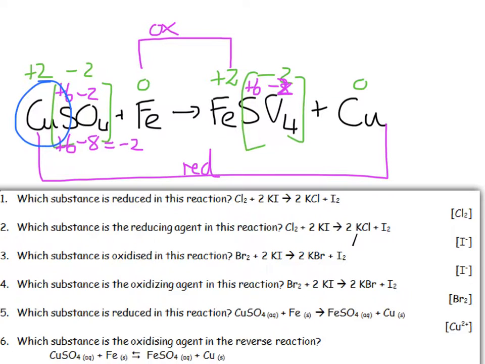An oxidizing agent would have been reduced itself, but in this case they've asked me something a bit weird. They have said which substance is the oxidizing agent in the reverse reaction. So let's think about that. Whatever's happening in reverse is exactly opposite to what happened going forwards. So now they want to know the oxidizing agent. So what got reduced when we were going backwards? It is going to be the Fe2+.